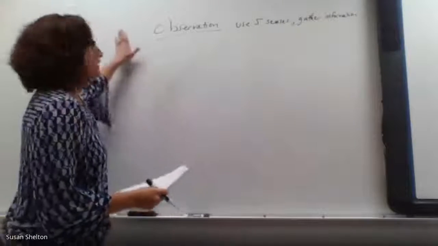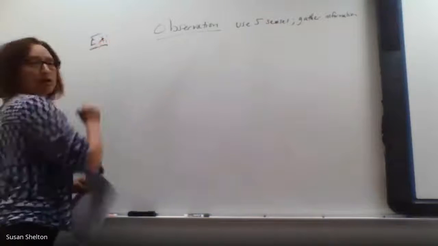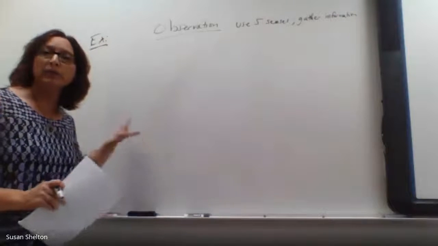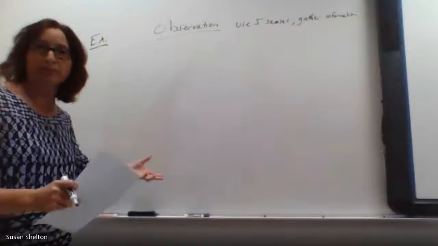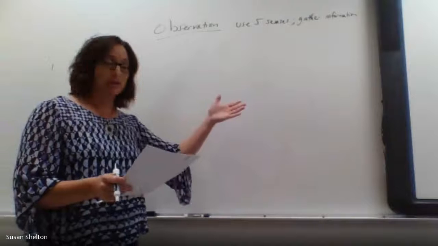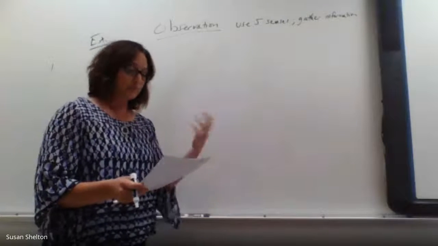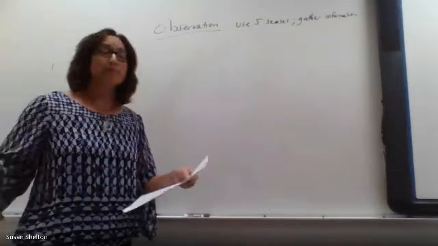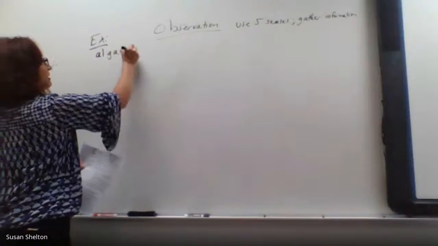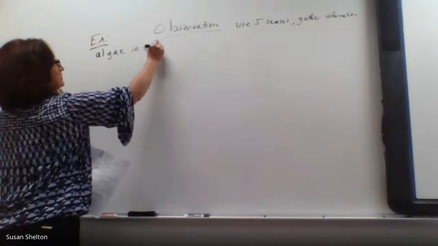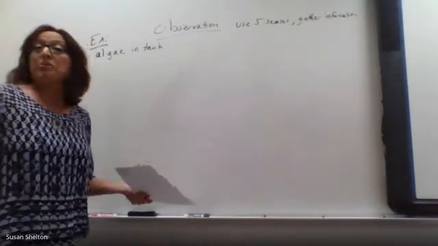So I put an example over here off to the side on your paper. As we go through this experiment, I want you to write down the example that I give you. So the problem: I wonder if I can reduce the amount of algae. My observation, what do I see? My observations are that I have algae in my tank.